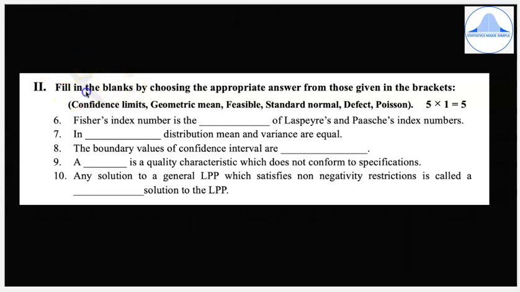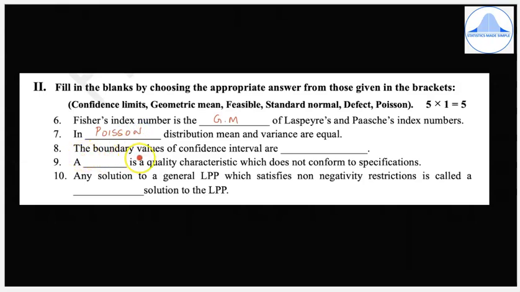Second main, fill in the blanks by choosing the appropriate answer from those given in the brackets. 5 into 1 is equal to 5. Sixth question, Fisher's index number is the geometric mean of Laspeyres and Paasche's index numbers. In which distribution is the mean and variance equal? The answer is the Poisson distribution.